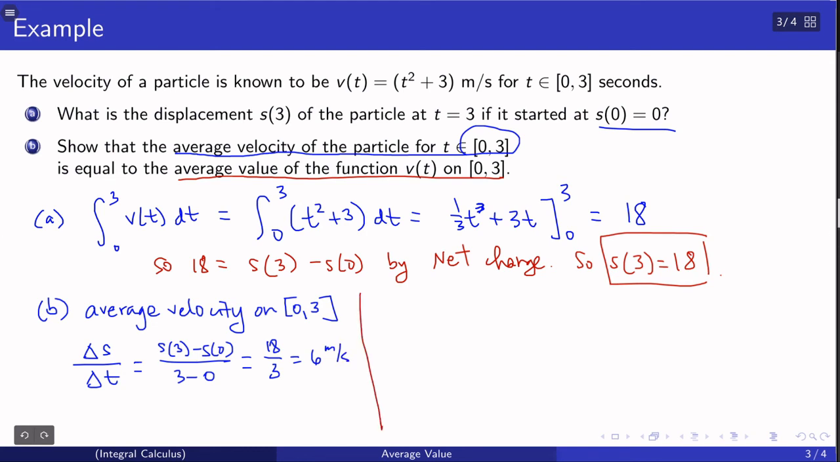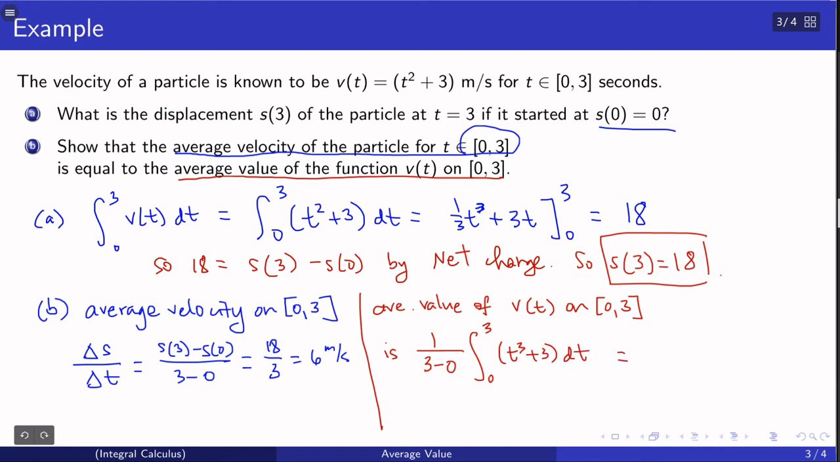How about the average value of the function? So the average value of the function v of t on the same interval from 0 to 3 is, now we're using the average value formula, 1 divided by the length of your interval, integral from 0 to 3 of v of t dt. And we've done the exact same integral up here, right? So I can just plug in 18 for the value of the integral to get 6 meters per second as the average value of the velocity function.